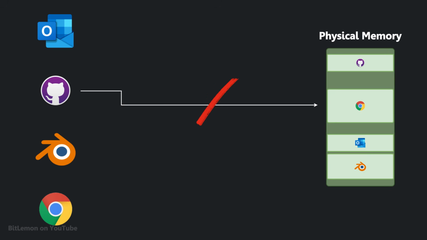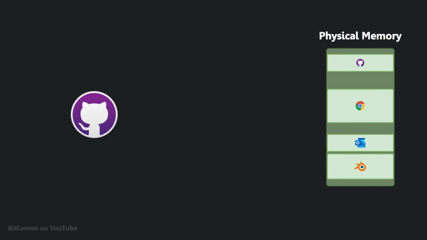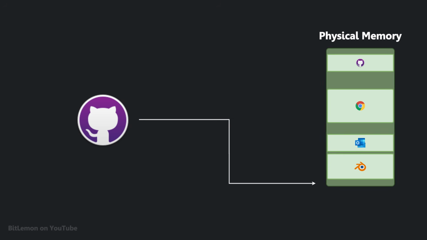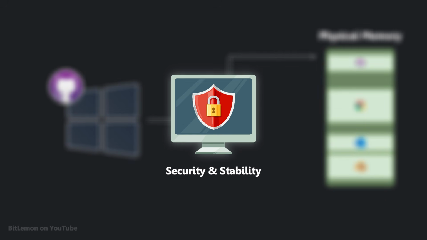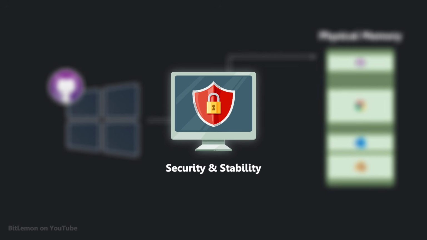Since a process cannot directly access physical memory, it cannot modify data belonging to other processes or interfere with their execution. Taking control of physical memory access away from individual processes and giving it to the operating system significantly improves the security and stability of the entire system.